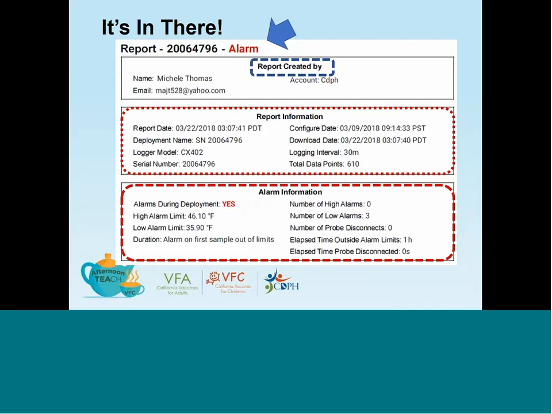So let's take a look at the next box. When I look to the left, again, it tells me that there was an alarm. When I look at the low and the high alarm limits, I can see that it's set according to VFC requirements. When I look to the right, it tells me that there were 3 low alarms triggered, and it also tells me how long the alarm lasted, and for this one, it was 1 hour. This particular device will let us know if, during the time an alarm was triggered, the probe was disconnected. And in this instance, the probe was not disconnected.